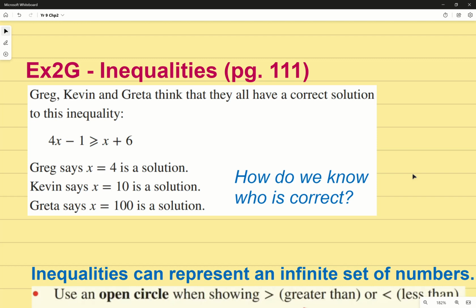So in this case, we've got Greg, Kevin, and Greta who think they have the correct solution to this inequality. Greg says x equals 4, Kevin says x equals 10, and Greta says x equals 100.